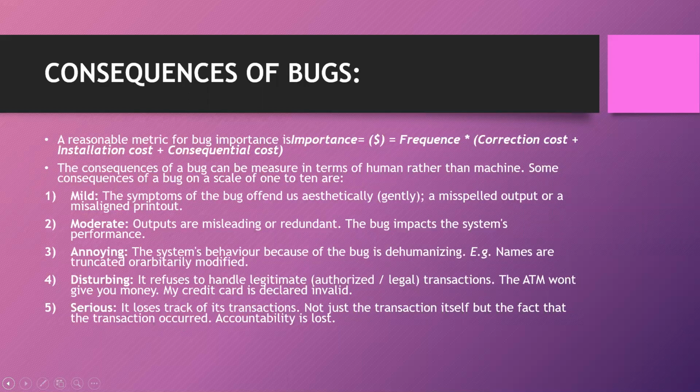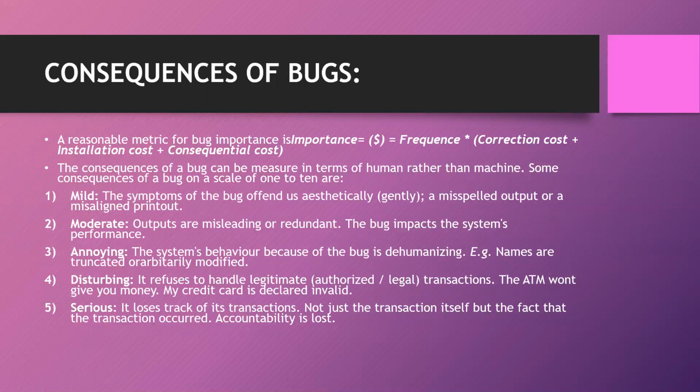Some consequences of bugs on a scale of 1 to 10 are as follows. First is mild. The symptoms of the bug are often aesthetic, that is, gentle, like a misspelled output or a misaligned printout. The second is moderate. Outputs are misleading or redundant.